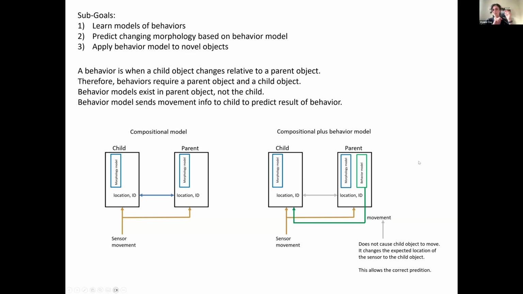And in the case where the sensor is following the object, the kind of smooth pursuit case where the sensor is moving and the object is moving, the sensor movement and the movement from the behavior model cancel each other out. So we keep predicting the same location on the child object, which is exactly what we want. If we're following the child, we keep being on the same location on the child object. Right, so the green arrow and the orange arrow will sort of cancel each other.